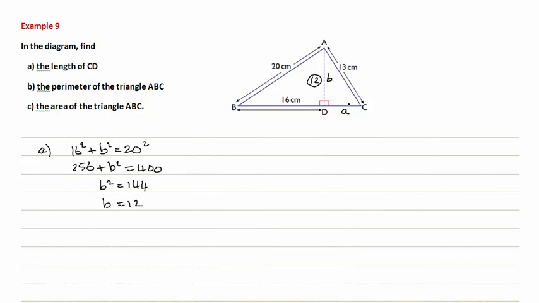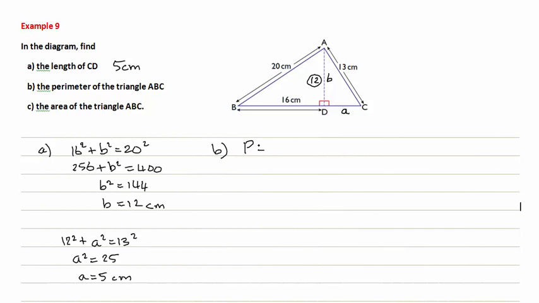Okay, now we can use that length and 13 to find A. So let's continue. So in the second part we'll have 12 squared plus A squared equals 13 squared. When we rearrange, A squared will be 25 and A will equal 5. And these are all cm, so we should write that down. Okay, so the length of CD is going to be 5 centimeters. We could write that there. So 5 centimeters.